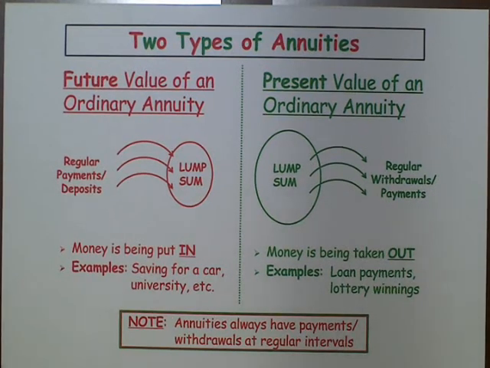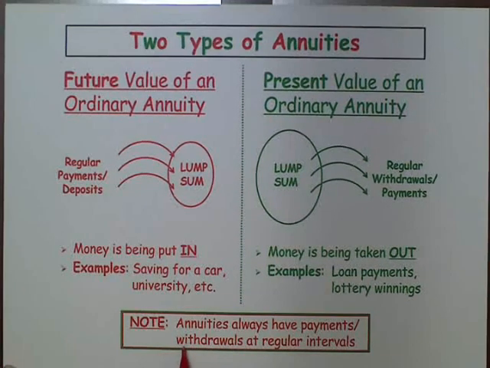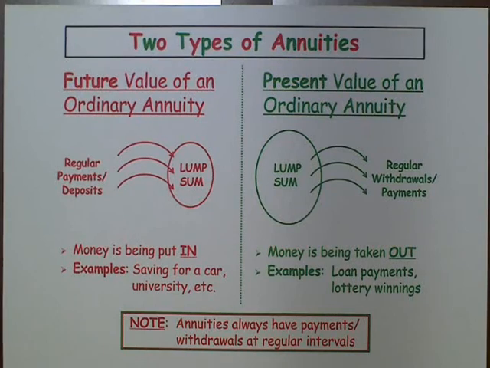As a little note, annuities always have payments or withdrawals at regular intervals. So you will have an equal amount that you're taking out or putting in over an equal amount of time. Every week, every 2 weeks, every month, or every year, you're going to take out the same amount of money each time. So that's what an annuity looks at.